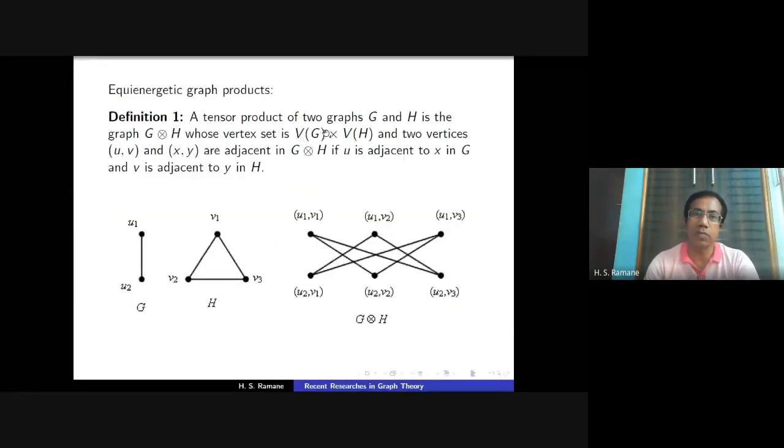Then there is a graph product. The tensor product of two graphs G and H is the graph G cross H, whose vertex set is V of G cross V of H, and two vertices (u, v) and (x, y) are adjacent in G cross H if u is adjacent to x in G and v is adjacent to y in H. So these are two graphs and this is their tensor product.